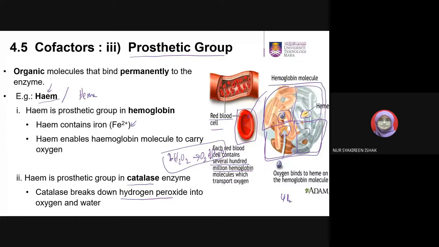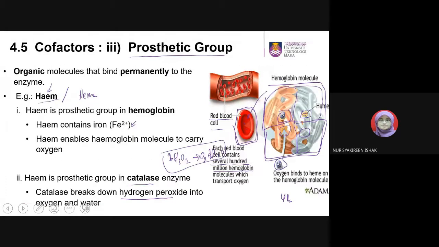Each heme group has a ferrum at its center for the binding of an oxygen molecule. So imagine how many oxygen molecules a red blood cell can carry if it has millions of hemoglobin. Just one hemoglobin can already bind to 4 molecules of oxygen.